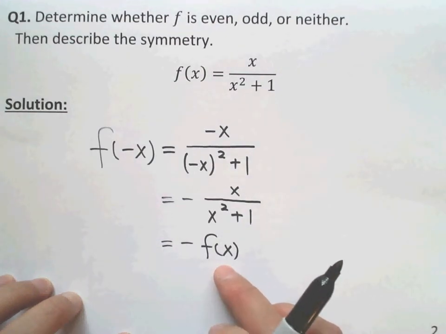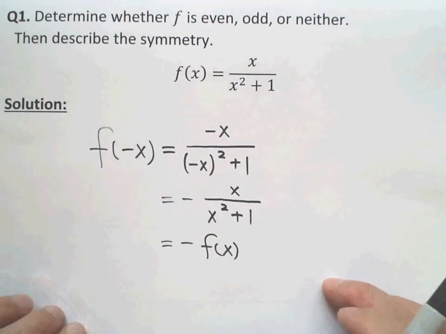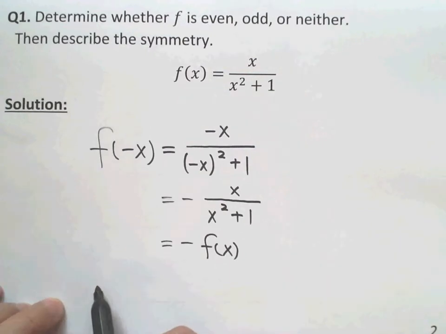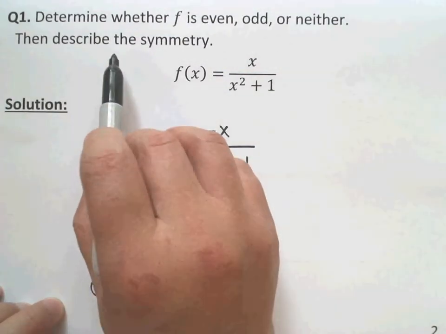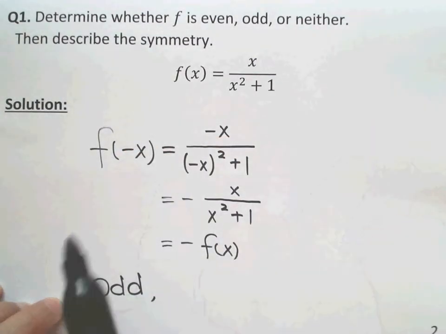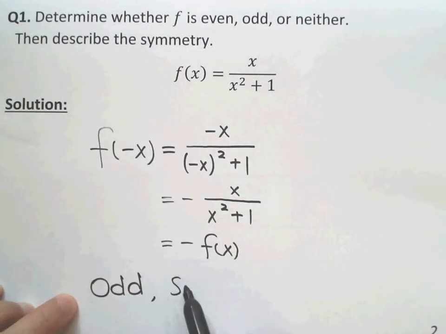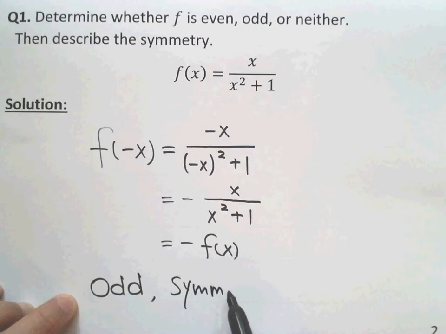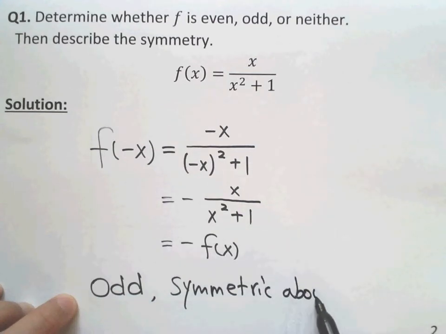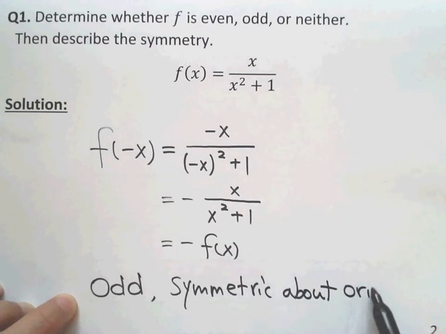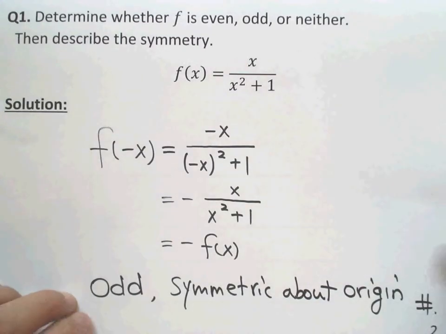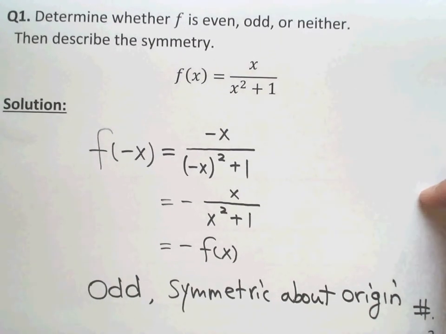Do you remember the definition? It is the odd function. So now we make a conclusion. This function is odd. What is the symmetry? Odd is symmetrical about the origin, right? So that's symmetric about the origin. Okay, this is the first question. Look at the second question. One more.